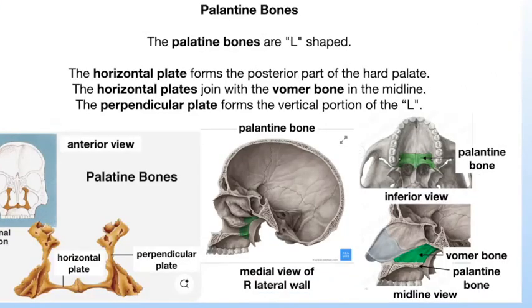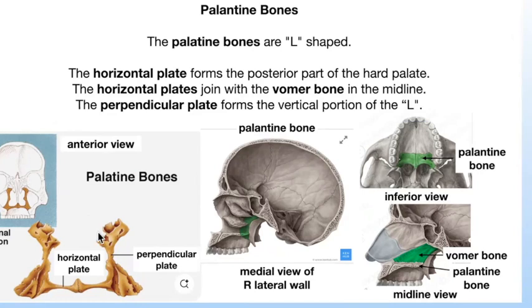Okay, the palatine bone. The palatine bone is L-shaped. It has a horizontal plate that forms the posterior part of the hard palate. The horizontal plates join with the vomer bone in the midline and support the vomer bone. The perpendicular plate forms the vertical portion of the L, and that goes up high enough that a little bit of the palatine bone is a part of the orbit of the eye.